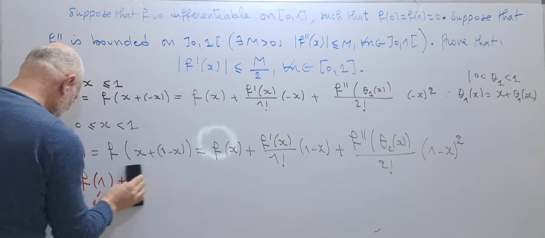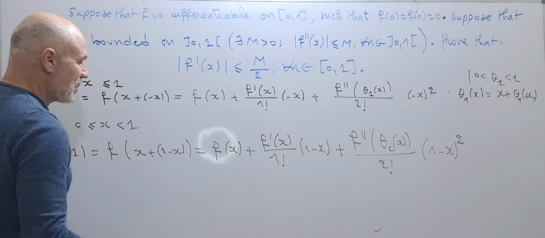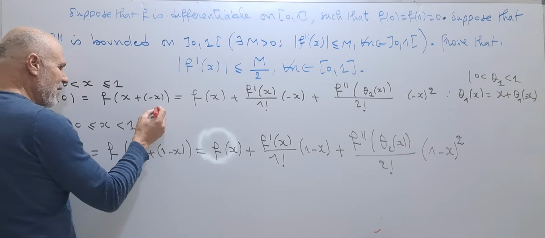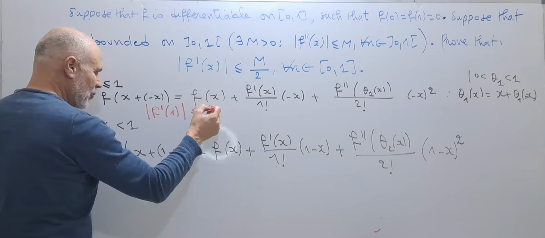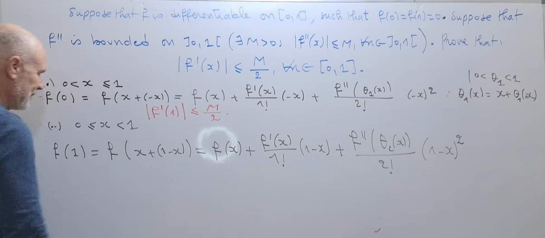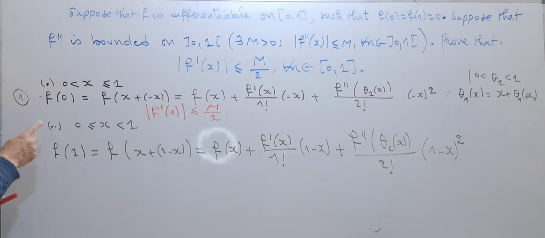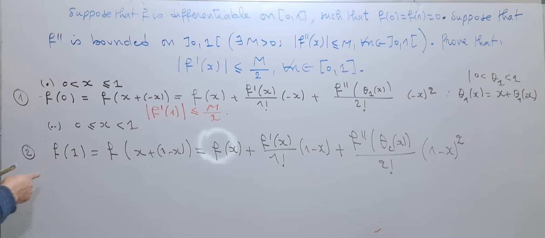For the second formula, what did we prove? We proved that the absolute value of f prime of 1 is less than or equal to M over 2 from this formula. From this formula, we will prove that f prime of 0 is actually less than or equal to M over 2.